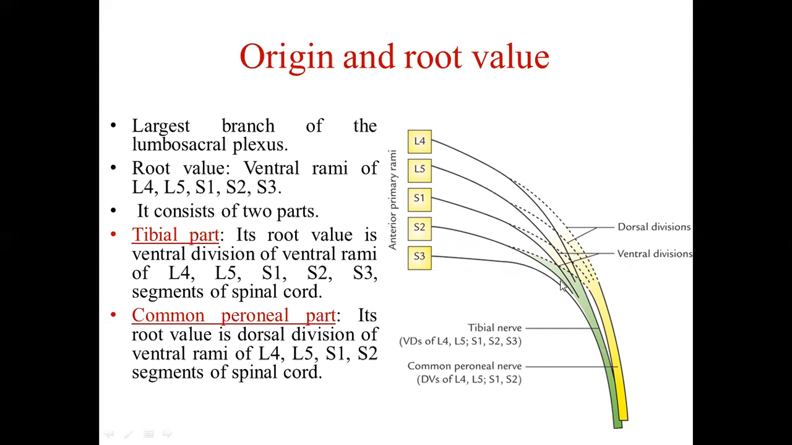When the nerve is forming, originating from the lumbosacral plexus, there are ventral as well as dorsal divisions of the nerve roots. So the ventral divisions of L4, L5, S1, S2 and S3 will form the tibial part of the sciatic nerve. And the dorsal divisions will form the common peroneal part of the sciatic nerve. All this will continue after division and they carry the roots with them.